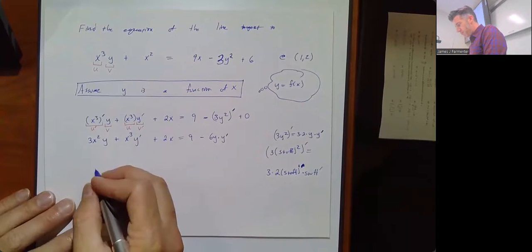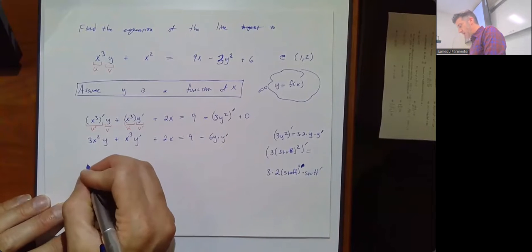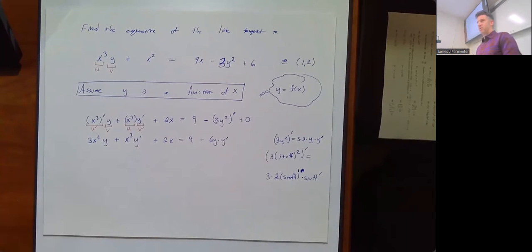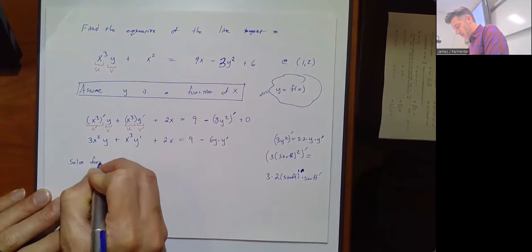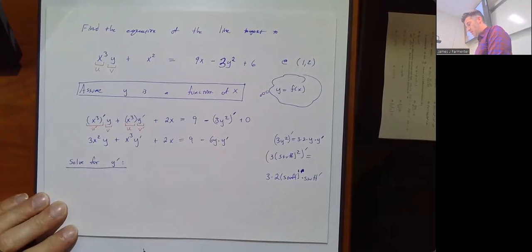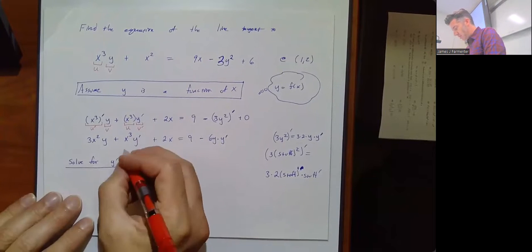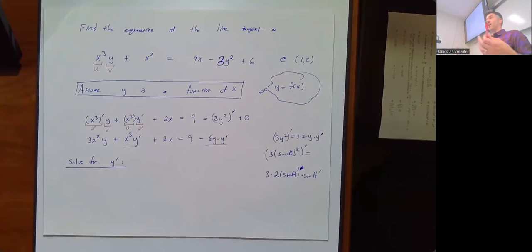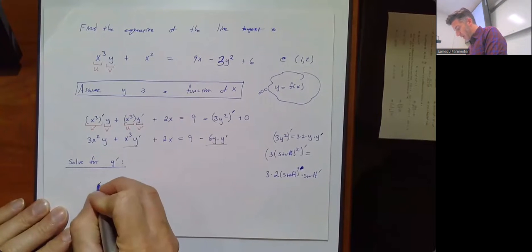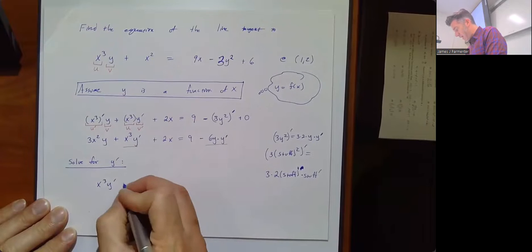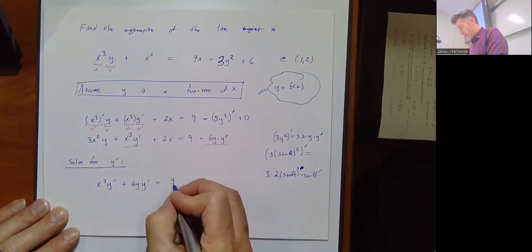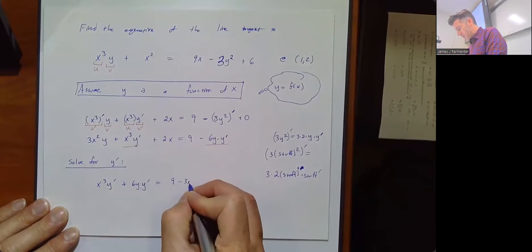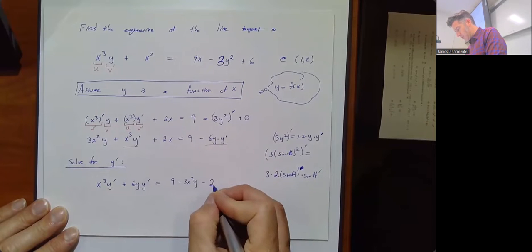So now there's kind of 2 ways you can go. I'm going to go the long way just to show you how the short way also works. So I now want to solve for y prime. I've got this term and this term that have a y prime in them, so I'm going to collect them on one side and collect all the other terms on the other side. So I'm going to have x cubed y prime plus 6y times y prime equal to 9 minus 3x squared y minus 2x.